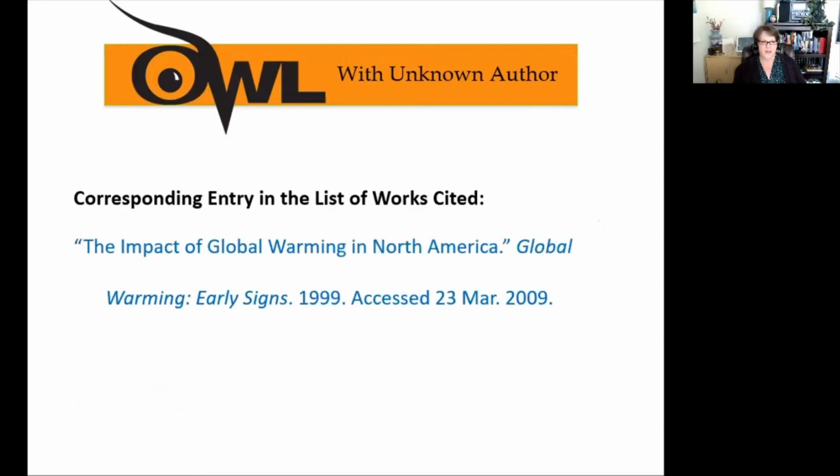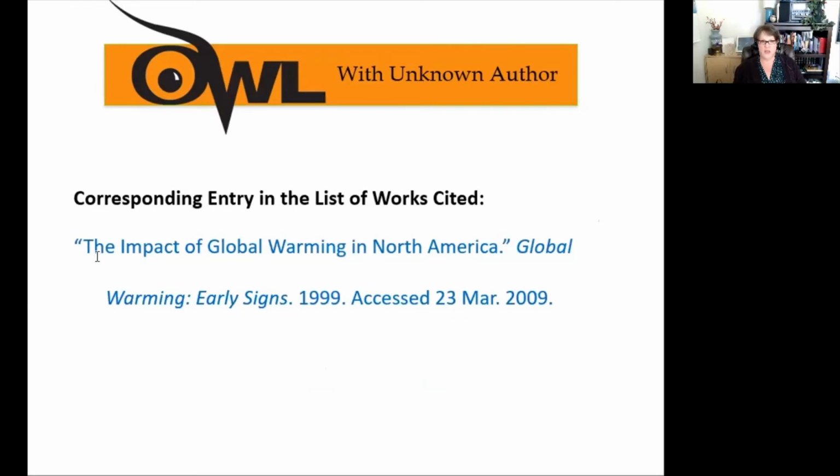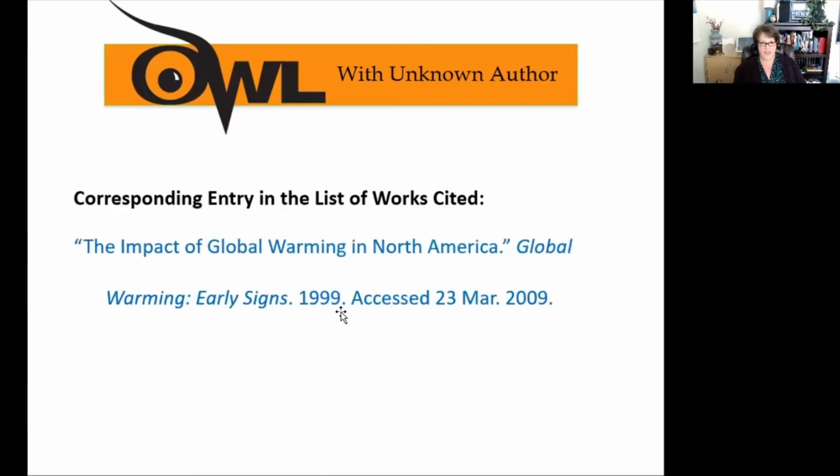And then this is how the works cited listing would look for that example that I pulled up first two slides ago. The impact of global warming in North America. So if we go back, we see the shortened version, impact of global warming. You use what, two or three words, right? In the works cited list, we have the whole title, the impact of global warming in North America.